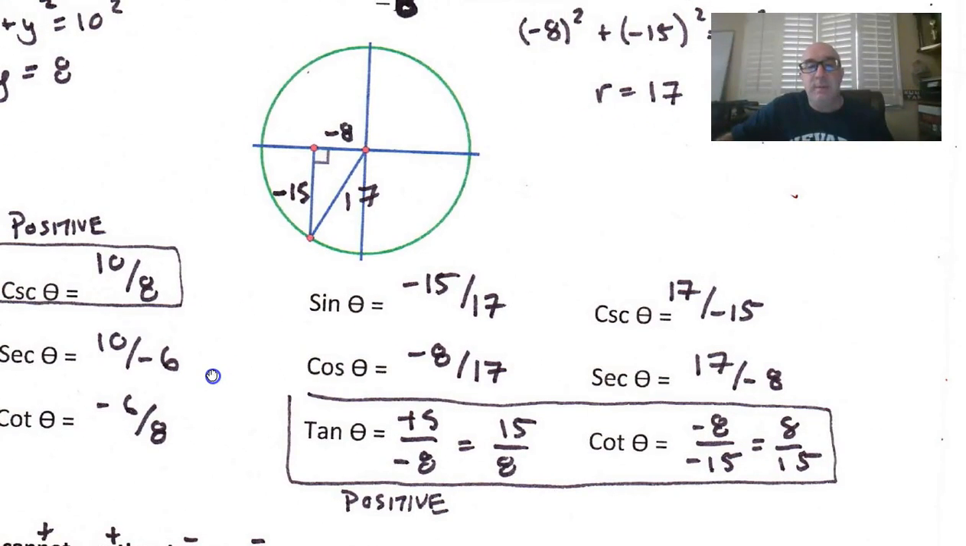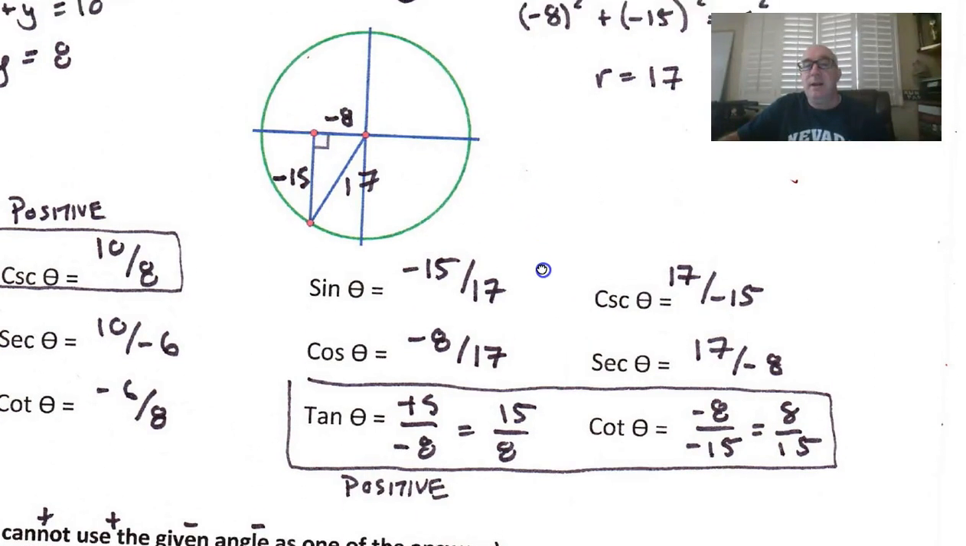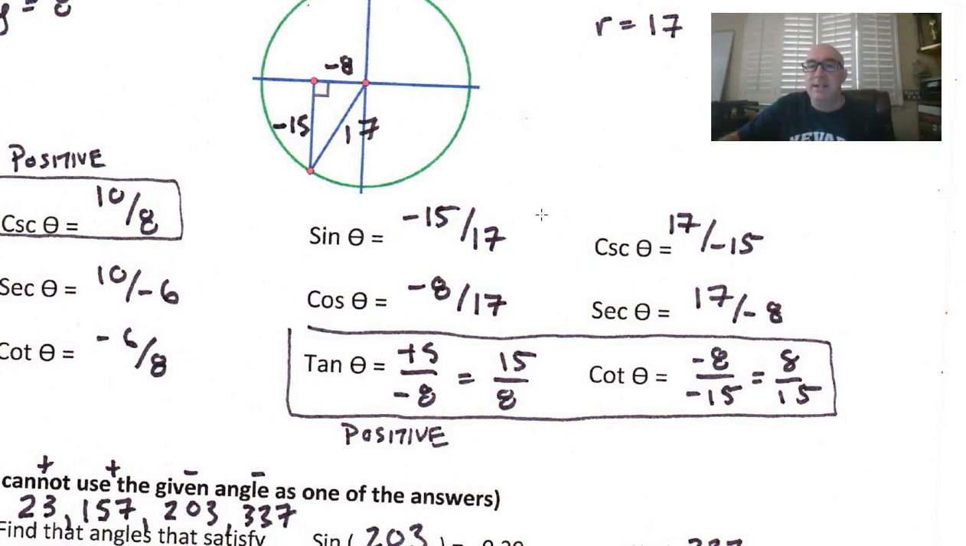Final one of this type was a single relationship again. Tangent, which is the y value, which is the -15 here, over the x value, which is the -8 here. And 17 becomes our nice little hypotenuse, or our radius. And then these are the numbers.